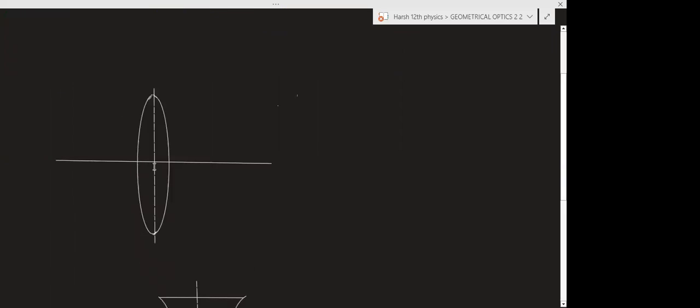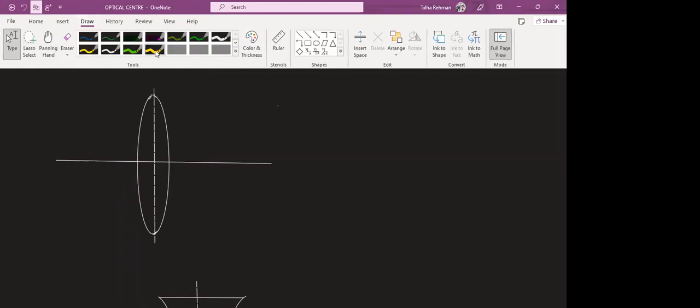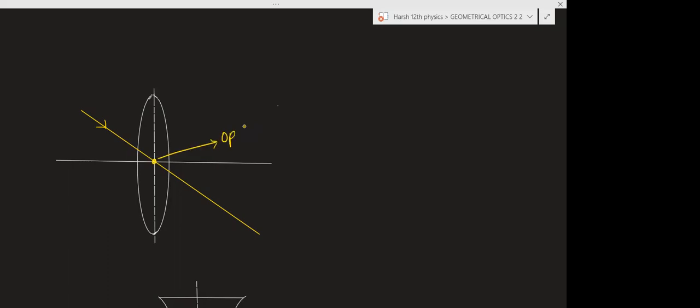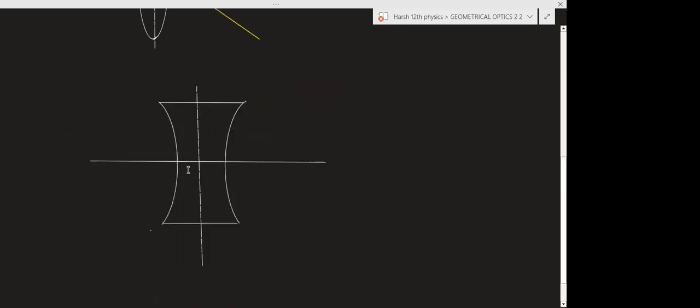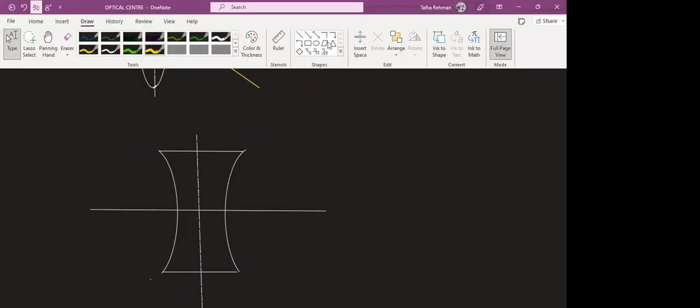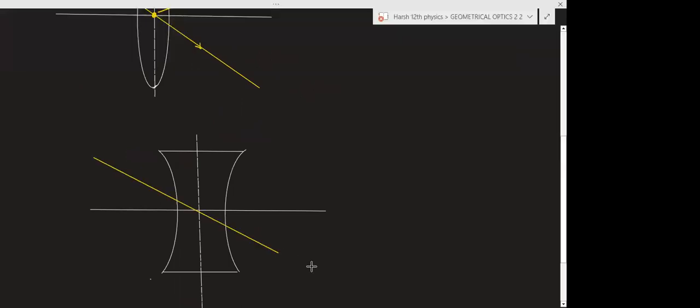For example, this is a convex lens, and you take a ray of light. I'm taking a yellow light, and if this is passing from some specific point, it will not deviate. So this point is the optical center. Now in case of the concave lens, the same concept will be used. The optical center is a point from which when a light ray passes, there will be no deviation of the light ray. So this is the optical center.